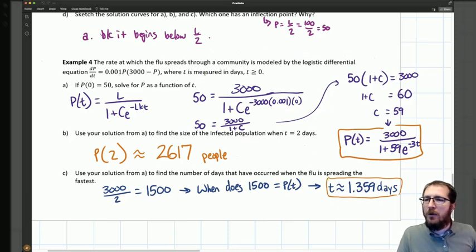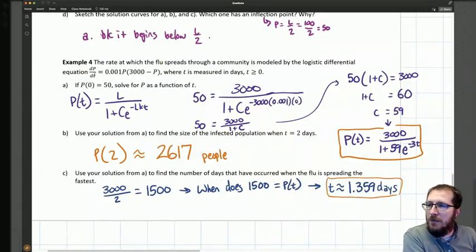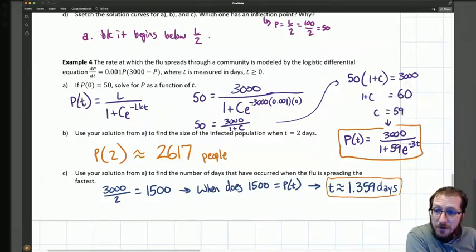Last problem, real quick, example 4. They give us a rate at which a flu spreads. This time they give us dP/dt. It's in the form that we want. We need to solve for P as a function of t. So go ahead and pull out your L and your K values. We don't have C, so you're going to have to solve for it, plug it in just like a particular solution, and use that to answer B and C.